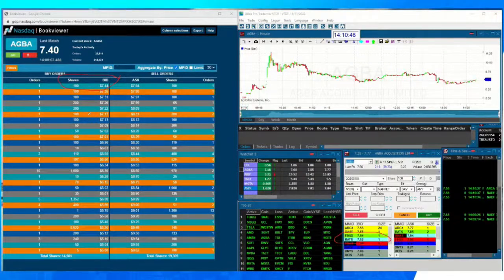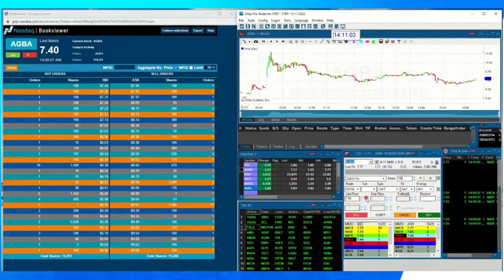Now what I'm going to do is use Nasdaq and bid it higher. So let me clear this out and show you what's going to happen. I'm going to click over here. I'm going to buy 100 shares. I'm going to put a limit order at $7.57. I'm going to outbid and be the highest bidder in the market. I'm going to click the buy button.